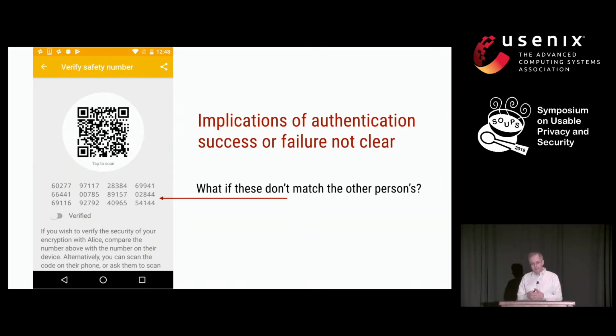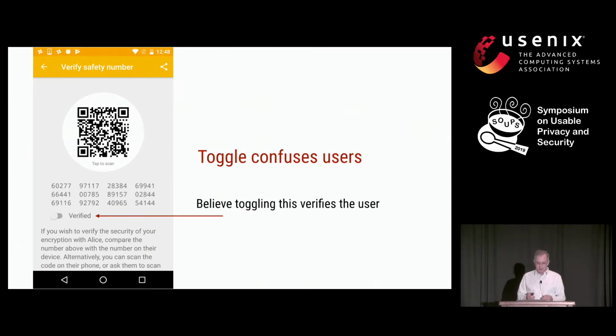If you do happen to get to the authentication ceremony, the implications of success or failure are not clear. If these numbers don't match, if you scan them with the QR code, you get a big red X, but then it doesn't tell you anything after that. And if they do match, it doesn't say what that means, that you're talking to the right person, for example. There's this little toggle button that you're supposed to switch only if you make sure that the safety numbers match. And people just turn that toggle on and say, oh, that must have verified my contact. Magic, my conversation looks secure now. They don't really understand that they were supposed to check before toggling.